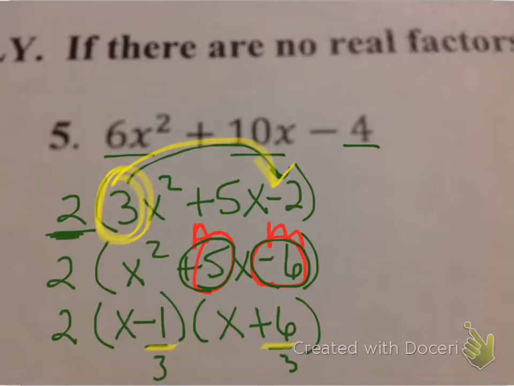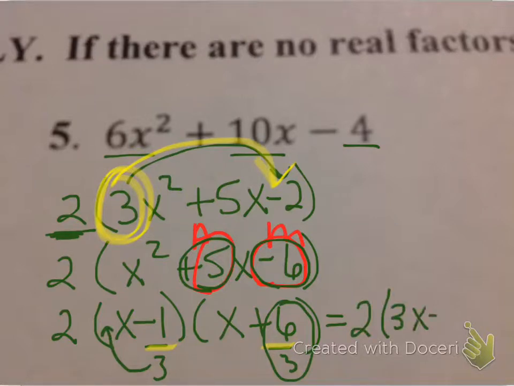So once we simplify it, we have to simplify the 6 over 3 because it becomes x plus 2. But 1 over 3 does not simplify, so you have to squeeze the 3. So 2 times 3x minus 1 times x plus 2. And that's your solution.